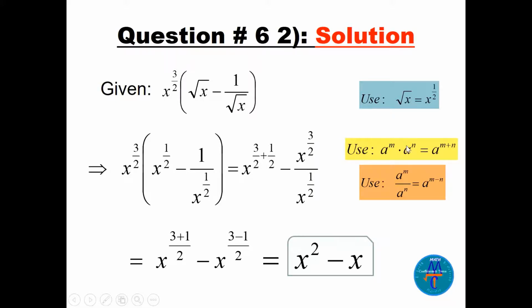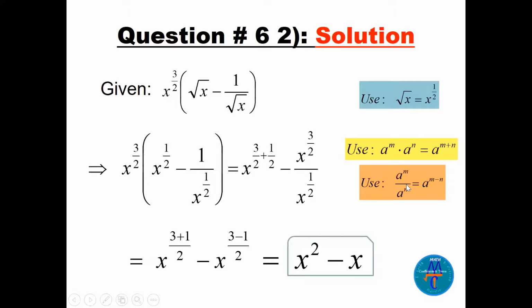I put on the right side all the formulas with different nice colors that we used. The square root of x will be x power half. So I put here x power half, x power half. That's the first rule. Then I multiply this and this, I add the power. You see the formula, a power m times a power n is equal to a to the power m plus n. So 3 over 2 plus half. Now I multiply this by 1, so I get x power 3 over 2 over x power half.